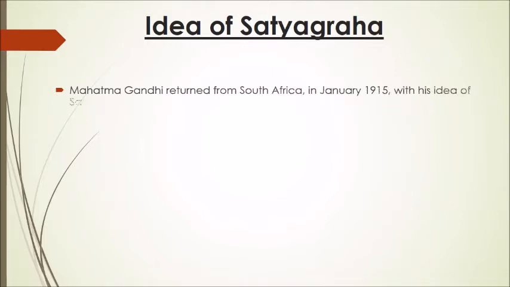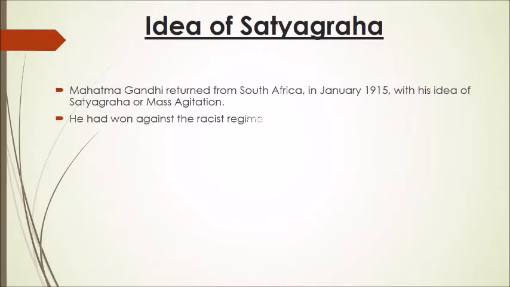Now comes the next topic which includes the return of Mahatma Gandhi and the idea of Satyagraha. Mahatma Gandhi returned from South Africa in January 1915 with his idea of Satyagraha or mass agitation. He had won against the racist regime in South Africa with the same noble method.